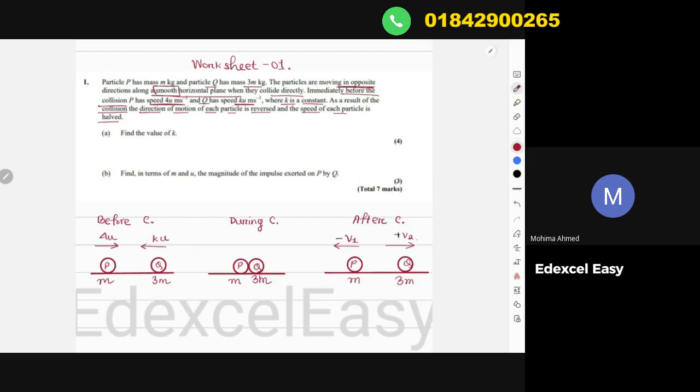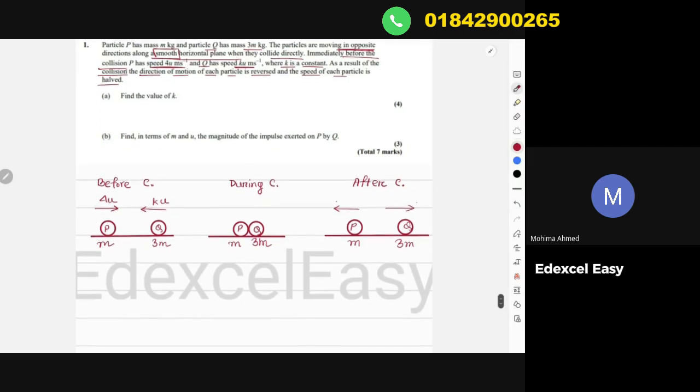And after the collision, the directions have reversed. Like in this situation, the directions have reversed and the velocities are half, right? The speed of each particle is half. That means initially, if P was moving with 4u, it will now be moving with 2u, and Q, which was moving with ku meters per second, will be moving with half ku meters per second, half of the initial velocities. And now using this information, they want you to find the value for k.